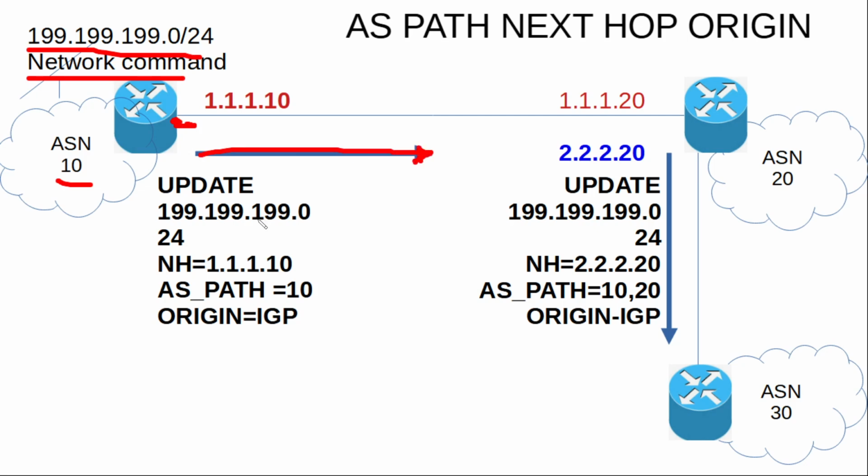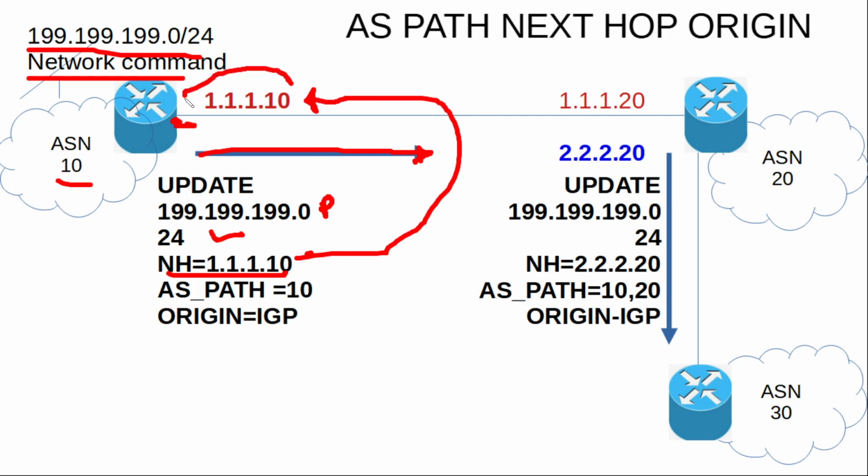It is going to include the prefix, the length, and the next hop, which is going to be itself. So it is announcing that this prefix can be reachable through this IP address, which is the interconnection IP address that it has with the neighbor. And then the AS path, this is a particular attribute that is going to tell you through which autonomous system numbers this prefix has been advertised through.